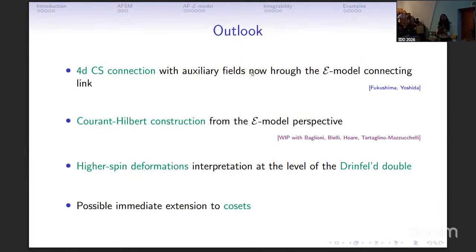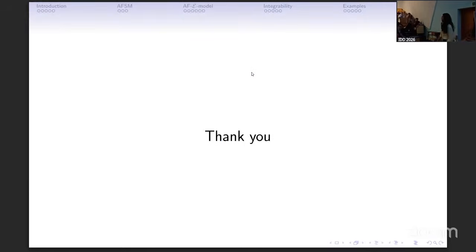And there are some immediate extensions that one can think about. There has been some work done where 4D Chern-Simons is connected with auxiliary fields, but it would be nice to look at it through the idea of the E model. There's already been some work in progress with a group, and then on a Courant-Hilbert type of construction from the E model perspective, and other extensions could be looking at the higher spin deformations or positive cases at the level of the principal double, and that'd be interesting to see as well. Thank you.